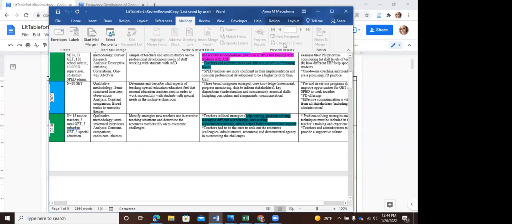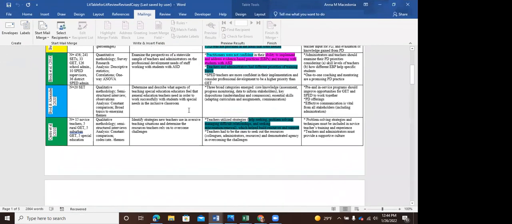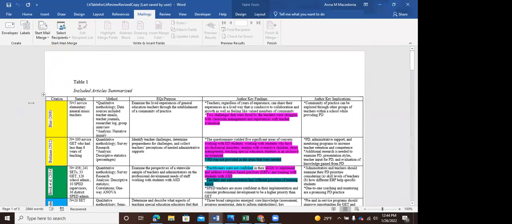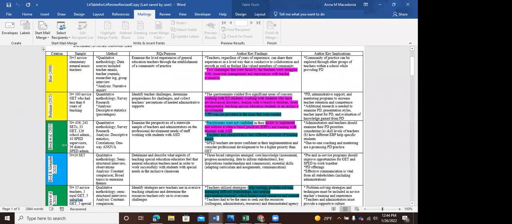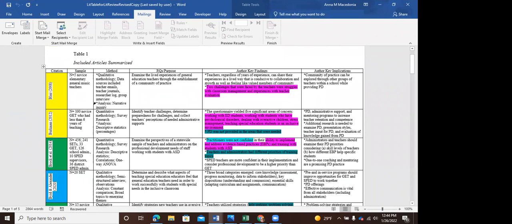You also see that there are colors here as well. You'll see yellow, green, and blue. When you're looking at research as a whole, you want to be able to look at research as a whole picture. So not just findings, but you also want to look at the samples and the methods, because again, this could communicate to you where those limitations and gaps are.